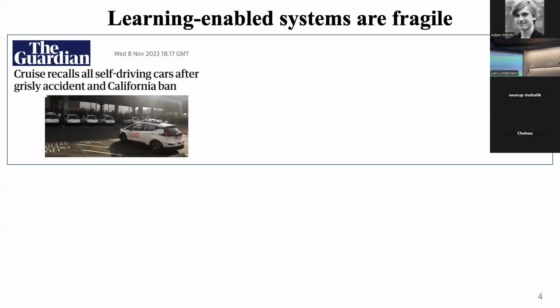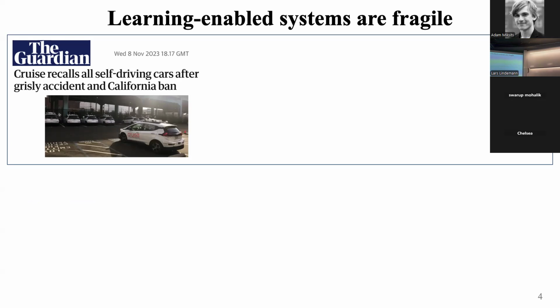When I came to the US, I started looking more into learning-enabled autonomous systems, right? These autonomous systems use, in some shape or form, learning or data. And it turns out that these learning-enabled systems are often fragile. In technical terms, they may not be robust. I have a couple of examples here.